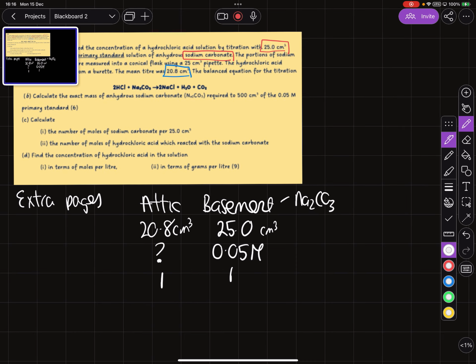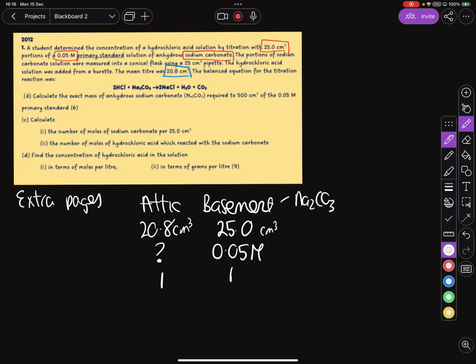I'm just going to have a little pre-scan through the question. Calculate the exact mass of anhydrous sodium carbonate required to make 500 centimeters cubed of the 0.05 molar primary standard. It says calculate the number of moles of sodium carbonate per 25. It said the number of moles of hydrochloric acid which reacted with your sodium carbonate. It says find the concentration of hydrochloric acid in terms of moles per litre and in terms of grams per litre. So there's nothing untoward there.